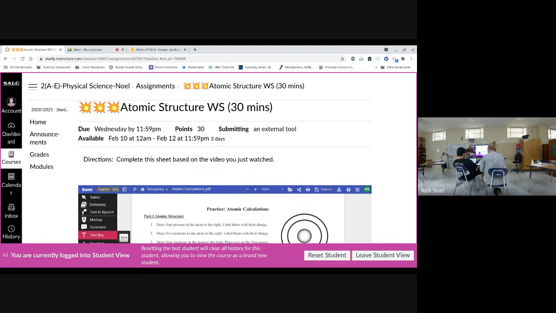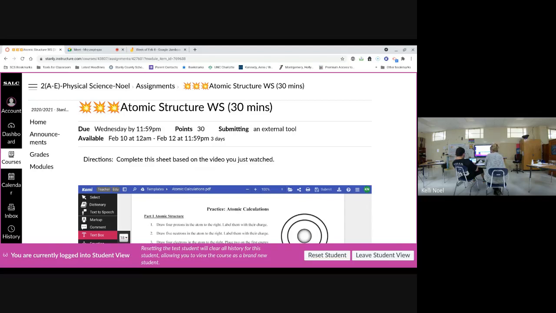This says draw 4 protons in the atom to the right and label them with their charge. So to do that, I would choose a color and draw a circle like that. So it's going to go inside the nucleus. Then I would choose a different color, and it says draw 5 neutrons. So with your other color, draw 5 neutrons. Neutrons do not have a charge, so you're not going to have anything in that circle.